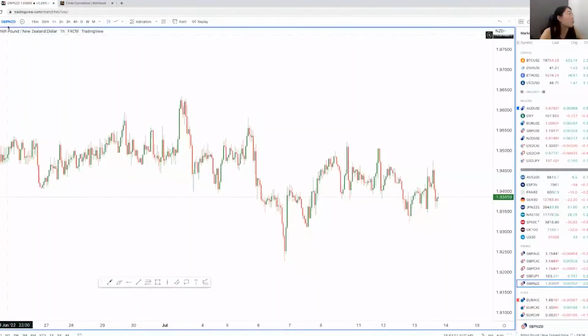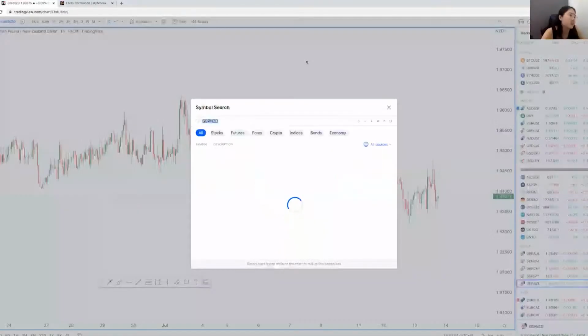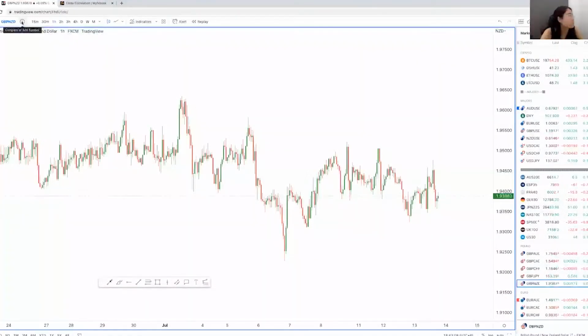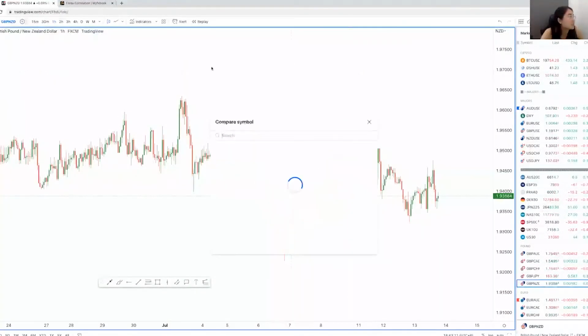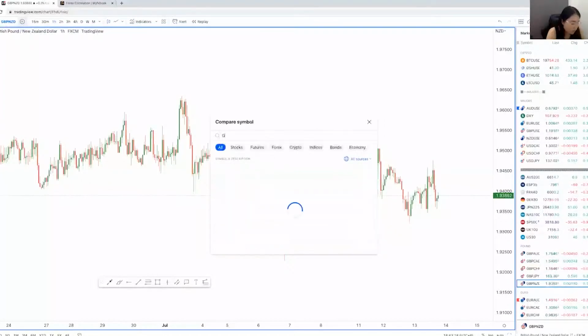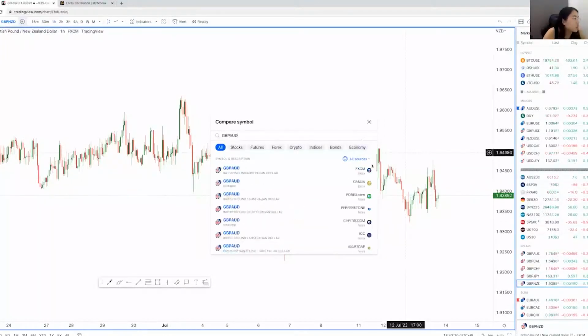So one way we can use the moving average strategy is to use correlation, but then again, you can use correlation with a lot of things. How you do that, you see this plus button. You can click on that and add the correlating pair, which is the GBP AUD.